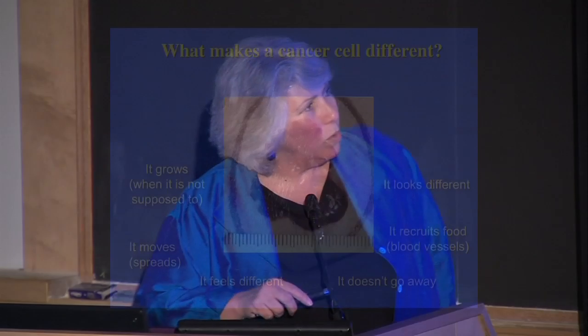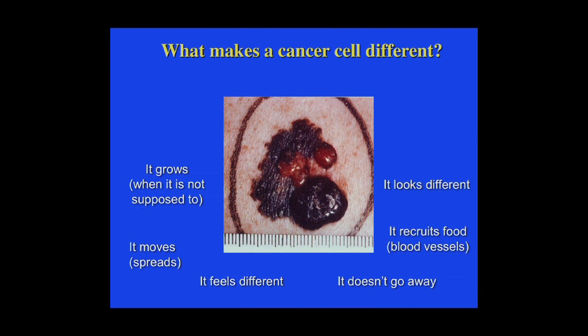So let's take a little bit of a look at what that means in terms of a cancer cell. The raised part of it: it's growing when it's not supposed to, and it's growing in a way that it's not supposed to. Most skin grows in a nice flat plane. It moves, it spreads, the last answer, so you can see that it's invading the areas next to it. If you were to run your finger over this lesion on the skin, it would feel different. It's raised and it's bumpy. It's not supposed to be.